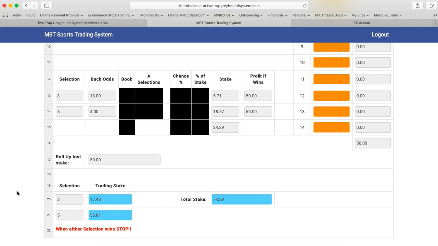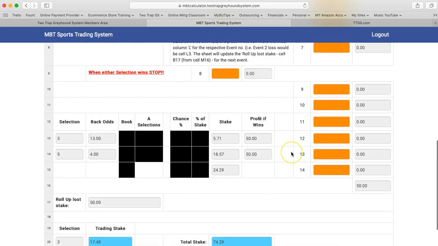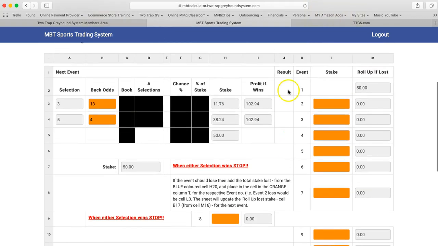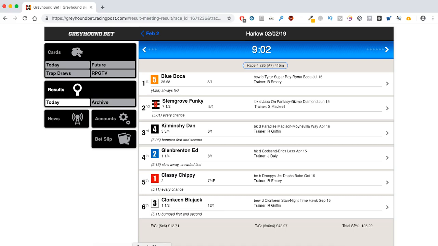So you'll see that under trap 3 we would have put 17.48 units, whether that's pounds or dollars or whatever your currency is, and in trap 5 it would have been 56.81, a total of 74.29, which in real terms means we would have made a profit of 102.94, because as you can see from the results, trap 5 came in at 3 to 1, which is 3 times your stake.